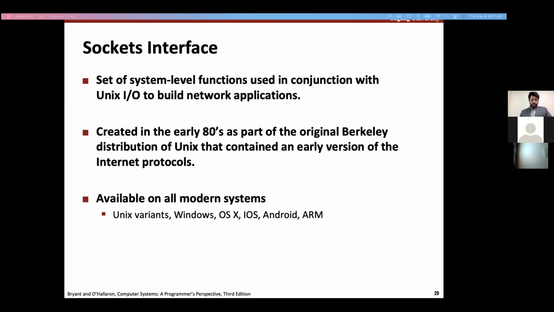It lets you connect between two hosts, and it has been implemented in most modern systems, including all Unix platforms as well as Windows and Macintosh. It was created in the early 80s as part of the original Berkeley distribution of Unix that contained an early version of the Internet protocols, and it is available on all modern systems, including iOS, OS X, Android, almost every modern system dealing with any kind of network communication. They are all implementing these socket interfaces.